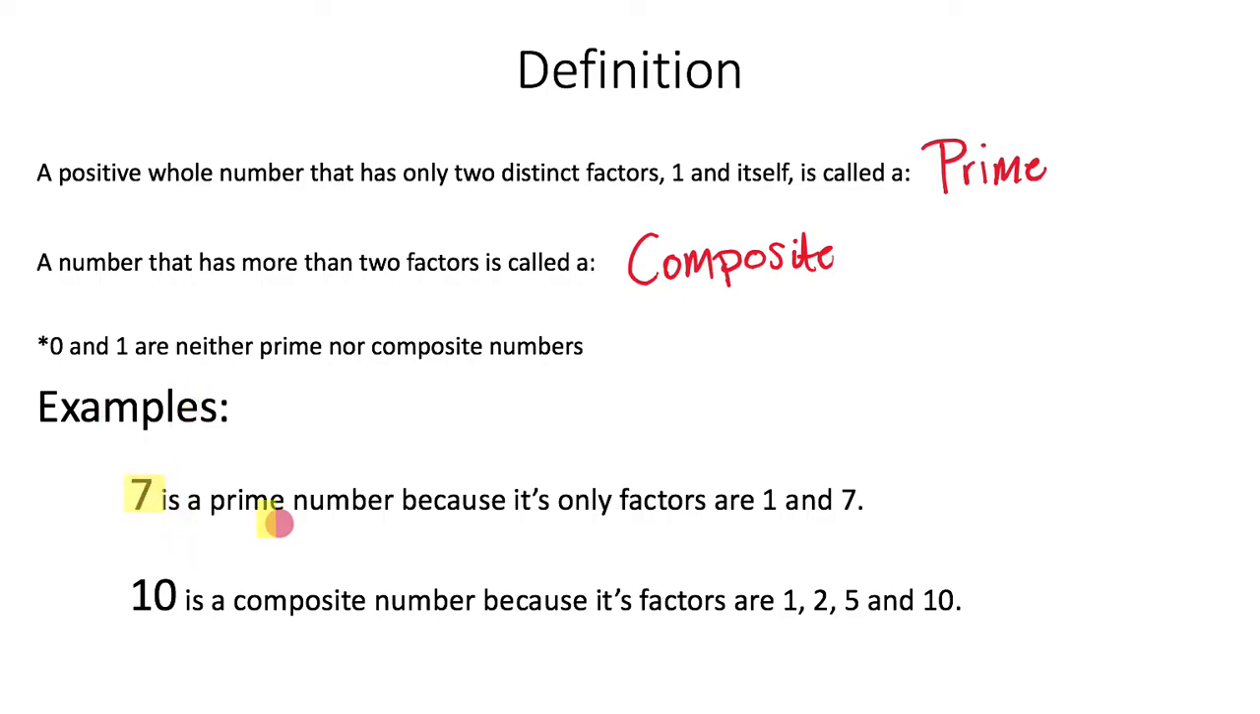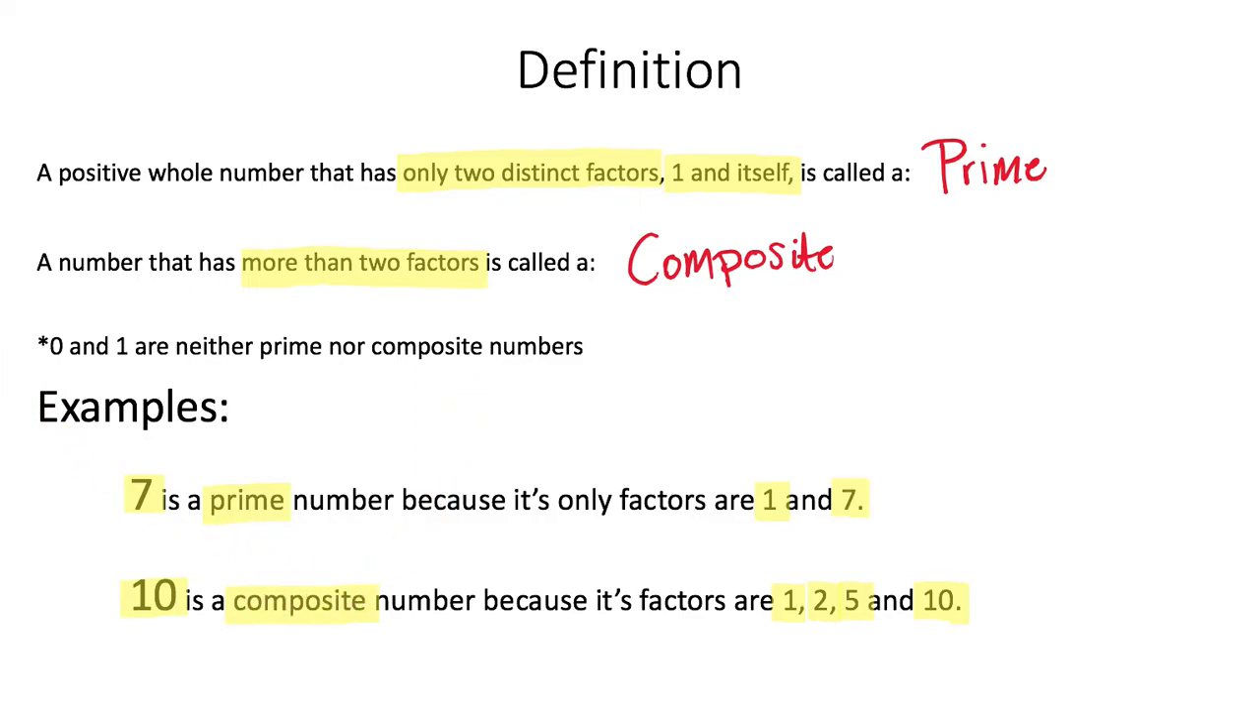So 7 is a prime number because its only factors are 1 and 7. So therefore, because it only has two distinct factors, 1 and itself, we call it a prime number. 10, on the other hand, is a composite number because its factors are 1, 2, 5, and 10. So because it has more than two factors, we call it a composite number.